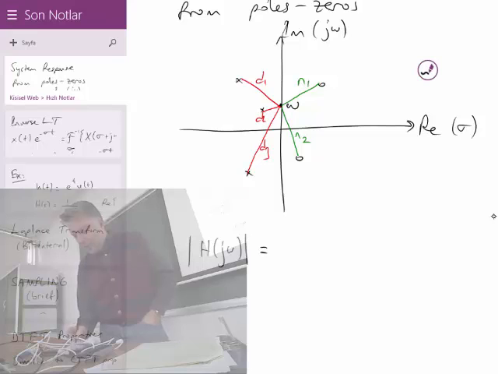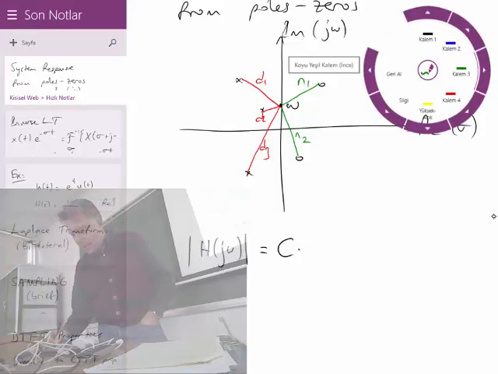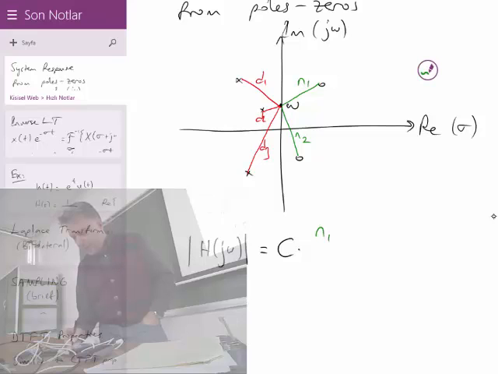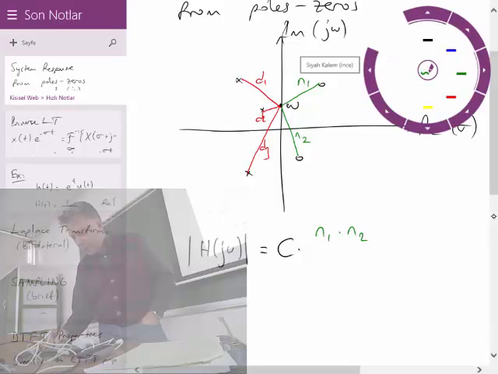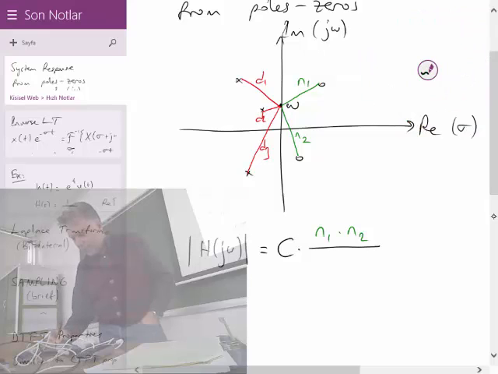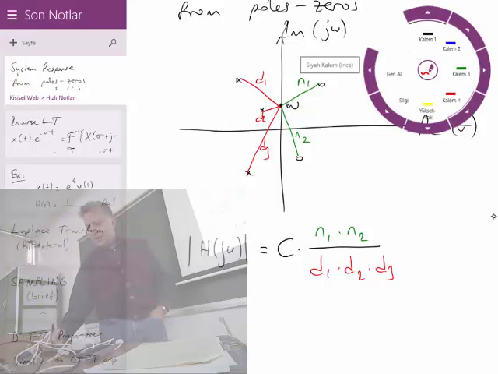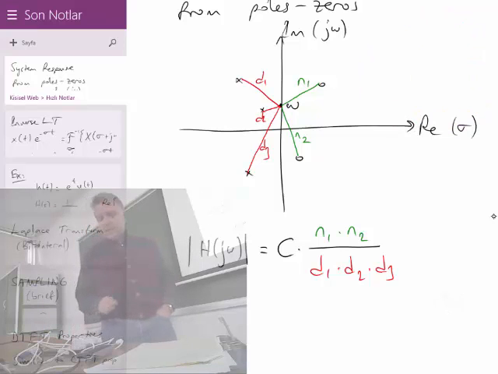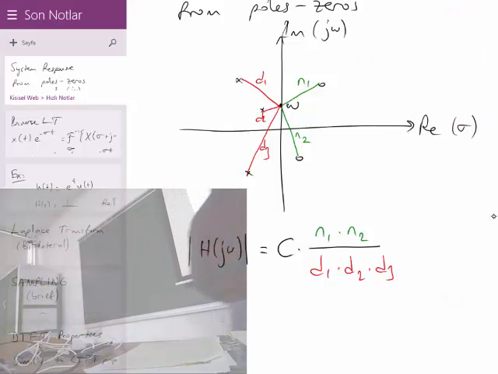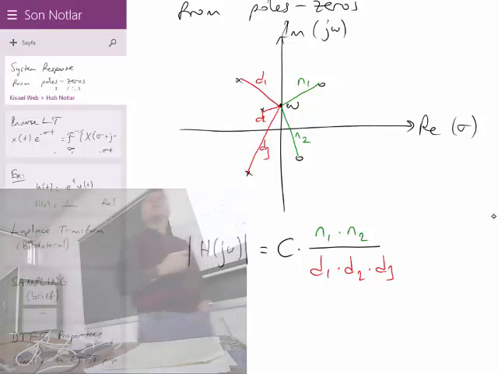This H of j omega will be equal to a constant, which doesn't change the shape, it's just an amplification of the system response, times N1 times N2 over D1 times D2 times D3 if you have two zeros and three poles. So this is the whole idea. You have to measure the distances from the zeros and put them in the numerator, and measure the distances from the poles and put them in the denominator, and multiply them.